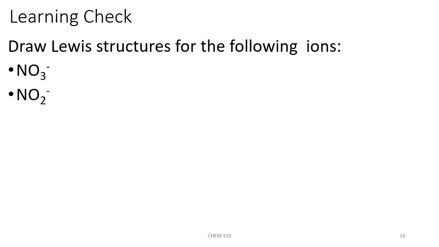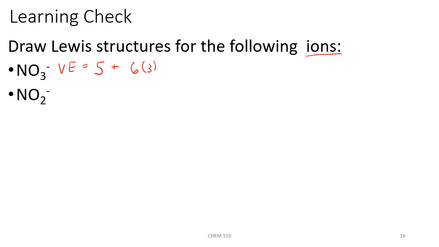Next, let's draw Lewis structures for ions. Notice we have NO3-, which is the nitrate ion, and NO2-, which is the nitrite ion. Let's calculate the total number of valence electrons first. Nitrogen is in group 5A, so it'll bring 5 electrons to the dance. Oxygen is in group 6A, so it brings 6.